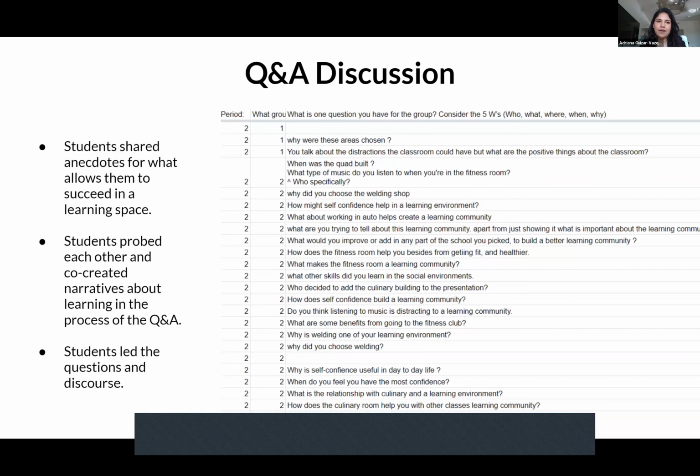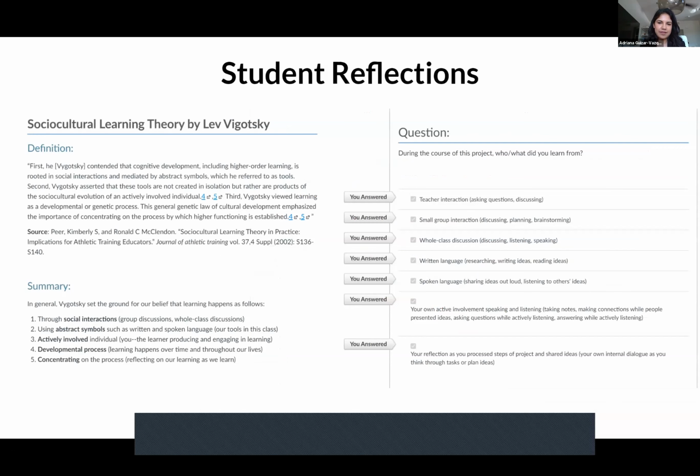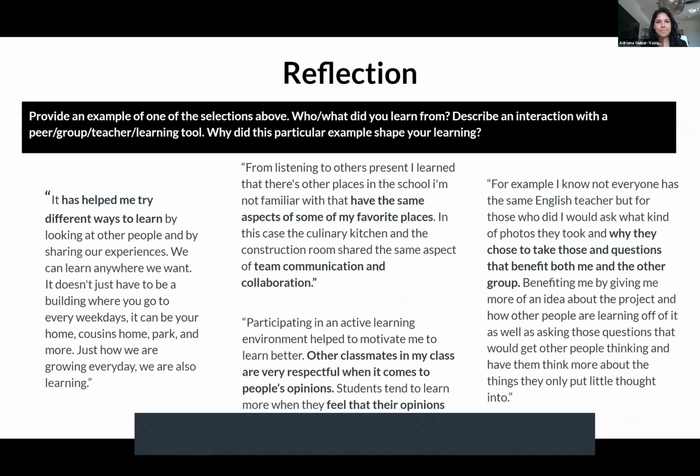Now, as a final step in that process, I had students reflect on the skills that they had learned about. I based it in Vygotsky's theory of sociocultural learning. I gave students a scaffolded version, right, in which I'm listing out some of the skills that I anticipated they would learn from this project, and they are checking them off in a survey on Canvas. In those reflection spaces, students talked again about being able to learn from their peers about different ways to learn.